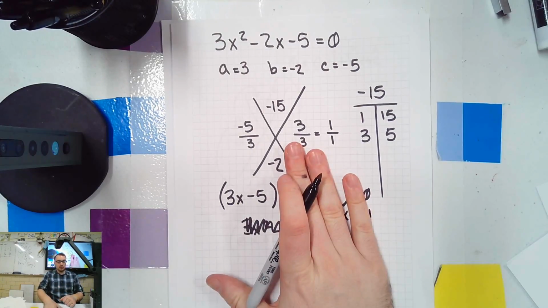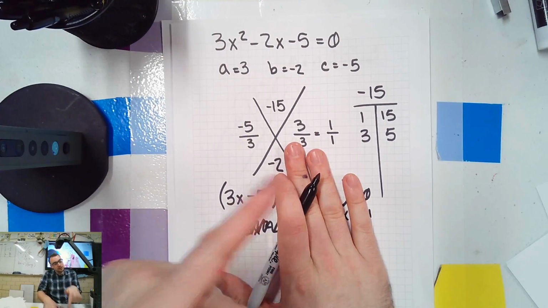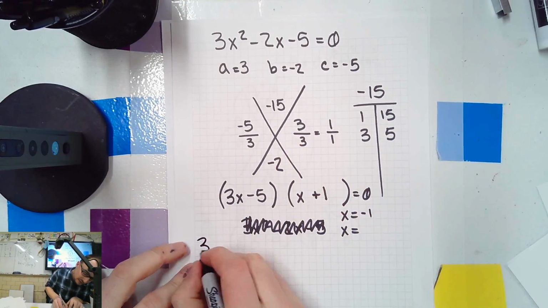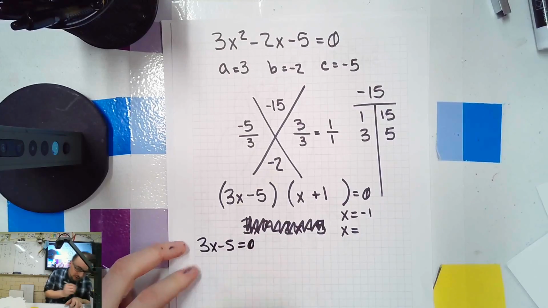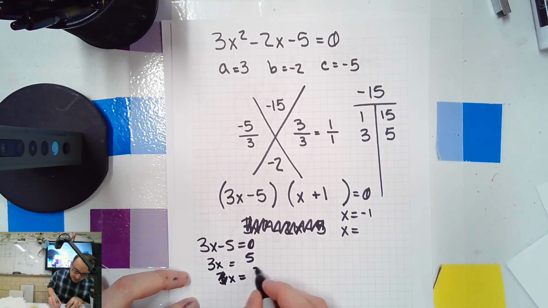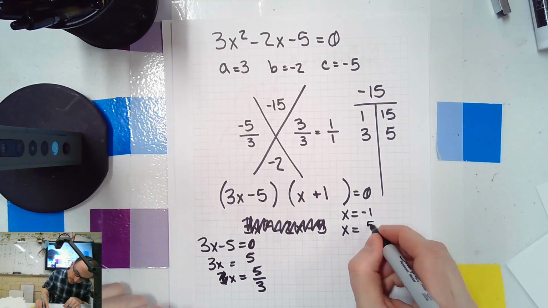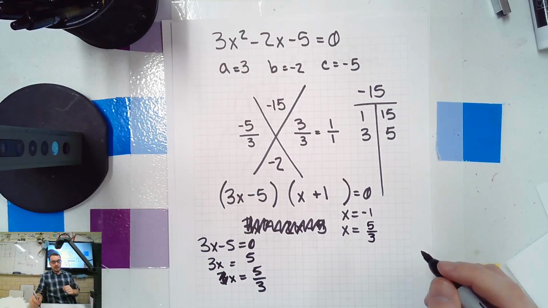Well, what about this one? When is 3x minus 5 equal to 0? Well, if you need to do algebra, set it equal to 0, move over the 5, divide by 3, right? When does this equal 0? Well, move over the 5, divide by 3. Turns out 5/3, right?